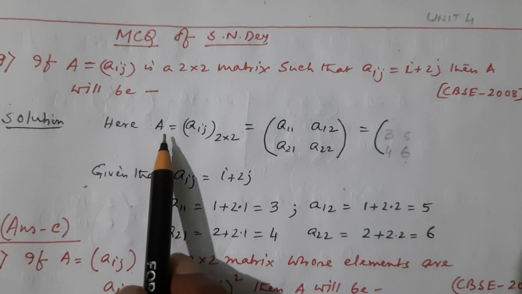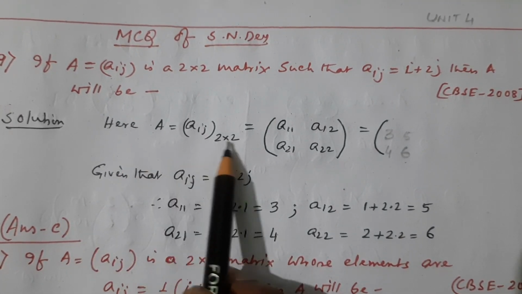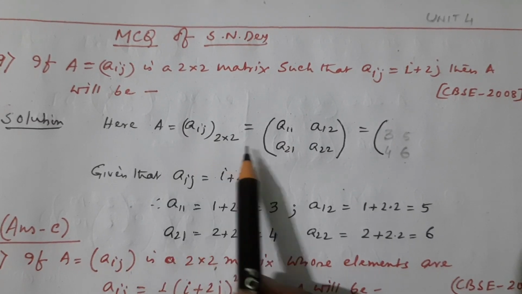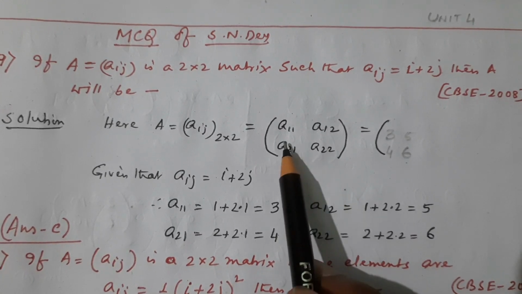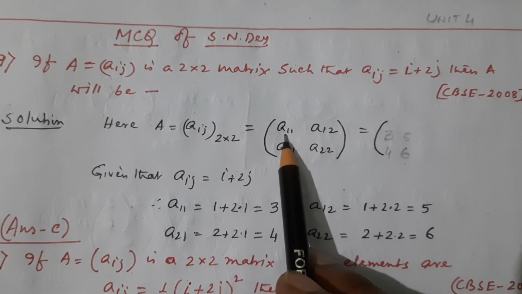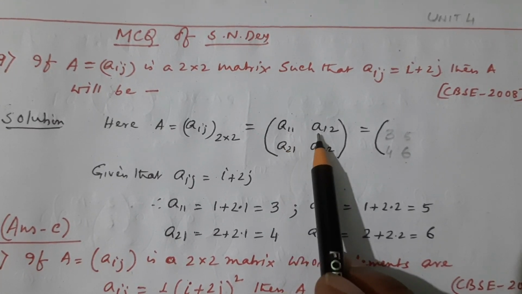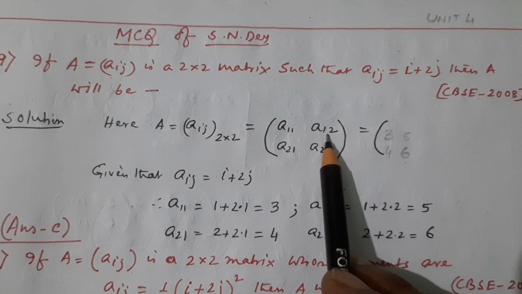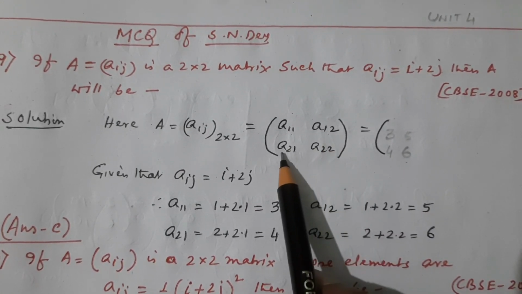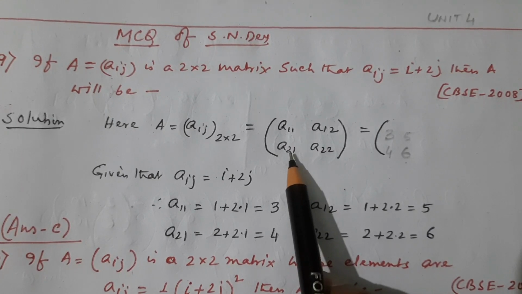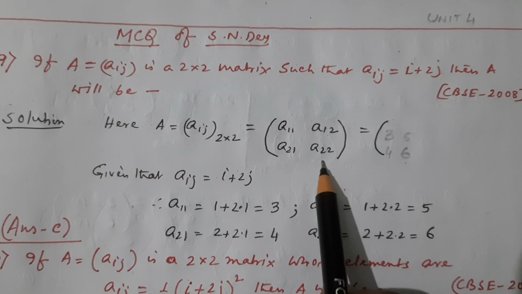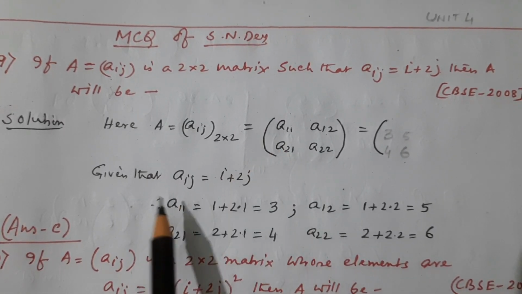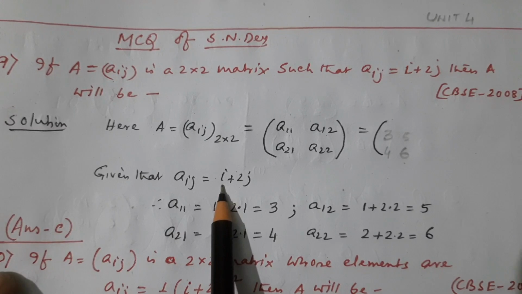Here A is a 2 cross 2 matrix, that is A equals Aij, that is A11, A12, A21, A22. A11 is the element in the first row, first column. A12 is the element in the first row, second column. A21 is the element in the second row, first column. A22 is the element in the second row, second column. Given that Aij equals i plus 2j.